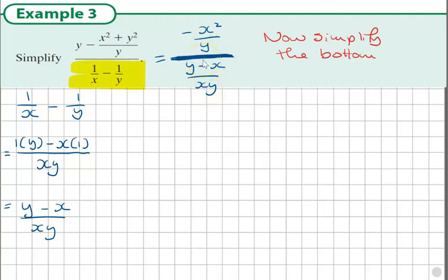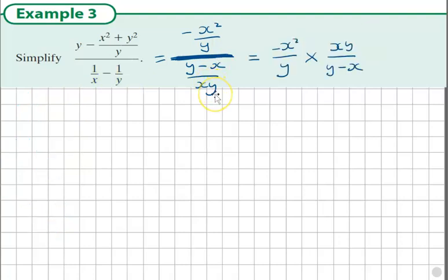So now what we can do is change the divide. This big thick line here, we can change this divide to multiply and turn the second fraction upside down. That's the rule for dividing algebraic fractions. We change the divide, which is this big thick line, to multiply, and we turn the second fraction upside down. So y minus x over xy becomes xy over y minus x. So the division rule is turn the second fraction upside down and multiply. And then our multiplication rule is top by top, bottom by bottom.